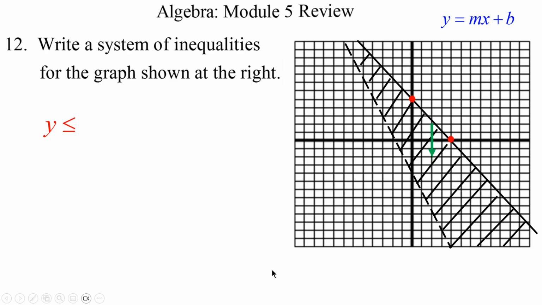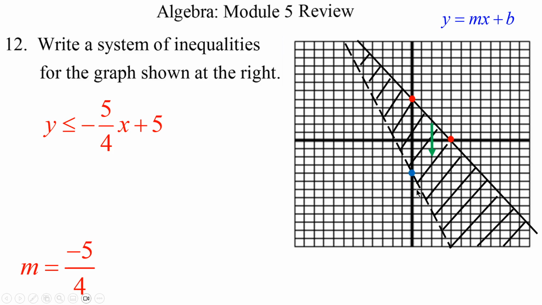All right. And then my slope, I am dropping 1, 2, 3, 4, 5, and I am running 1, 2, 3, 4. So my slope is negative 5/4. And don't forget your x. And then what was the y-intercept? It was 5, plus 5. All right, let's do the other inequality, and we're done.